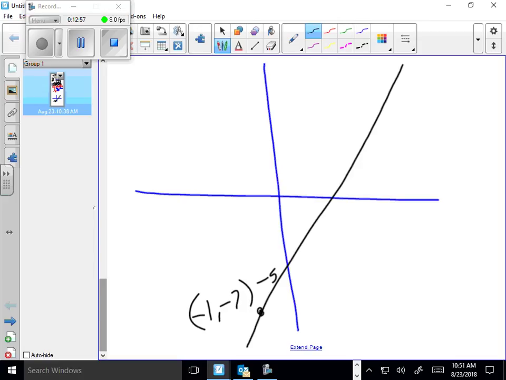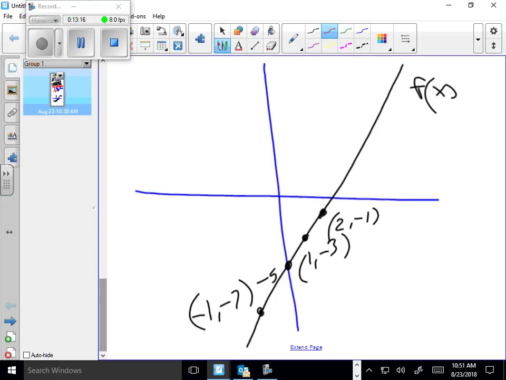-1, -7, 0, -5, 1, -3, 2, -1. So there's f of x. And we could draw now g of x.